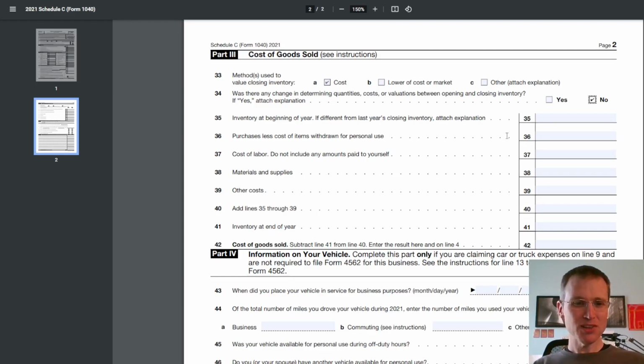So, line 35, inventory at the beginning of the year, if different from last year's closing inventory, attach an explanation. So, not only might you have this explanation that the method of accounting may have changed, but if you had a difference in the inventory, like maybe you just made a mistake when you did your tax form last year, and this year you caught the mistake, and so you just need to adjust it. Again, just attach an explanation and say, hey, I made a mistake.